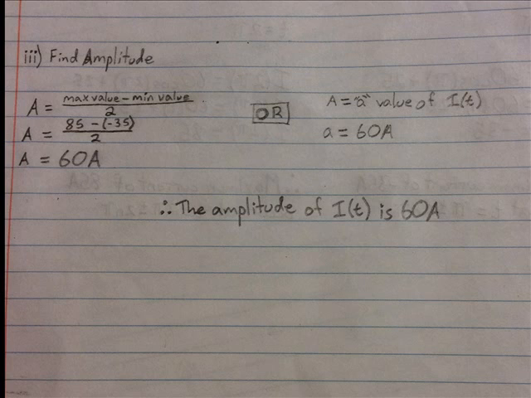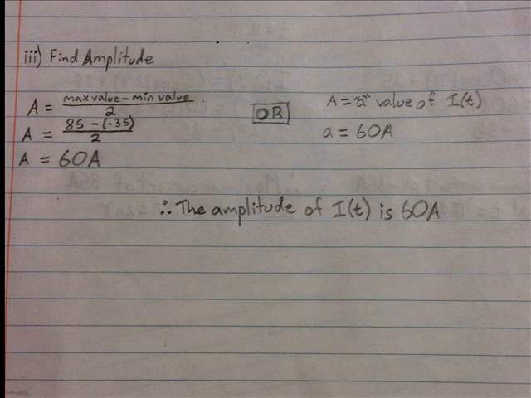Finally, the last part of the question asks us to determine the amplitude of the function. We can do this in two ways. The first way being that we use the equation A, or amplitude, equals the maximum value minus the minimum value divided by 2. Now we determined these two values in part A of the question, which is a maximum of 85 amps and a minimum of negative 35 amps. So we can plug this into the equation. A equals 85 minus negative 35 divided by 2. By simplifying, we are left with A equals 60.